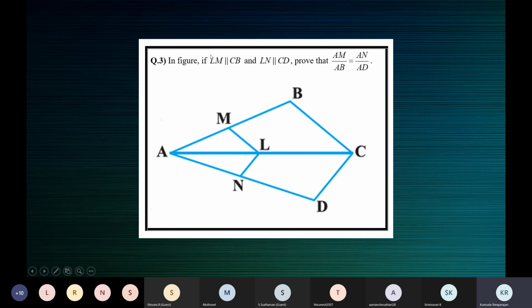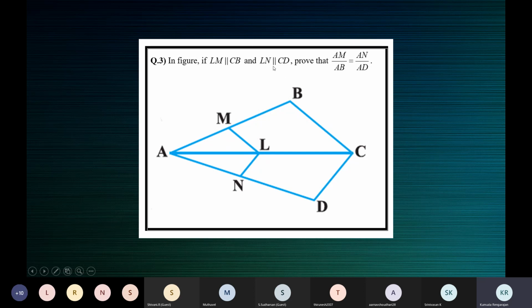Where can this be applied? LM parallel to BC can be applied in triangle ABC. See here, LM is parallel to BC. This one can be applied in this triangle ABC. So in this triangle ABC, when these two lines are parallel, you can write the result by BPT: AM by MB is equal to AL by LC.